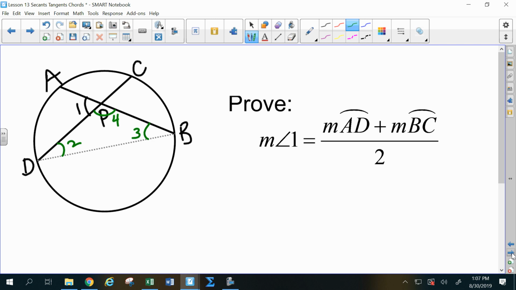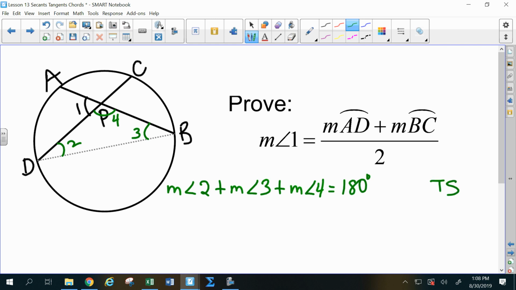Since I have a triangle in there, can anybody tell me, or can everybody, I hope, tell me something about the measure of angle 2 plus the measure of angle 3 plus the measure of angle 4? Everyone? It's 180, and what's our reason?